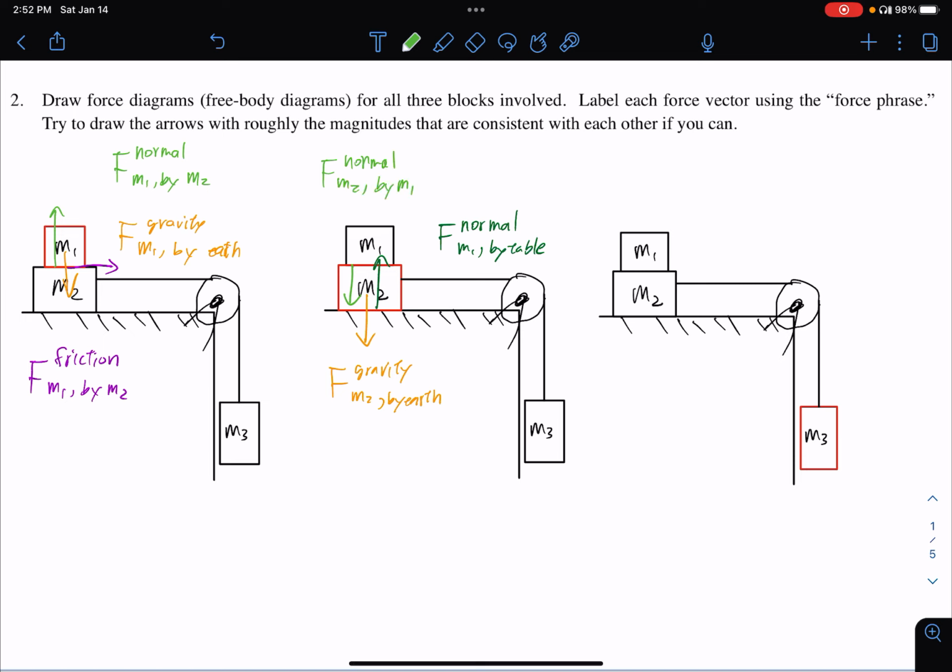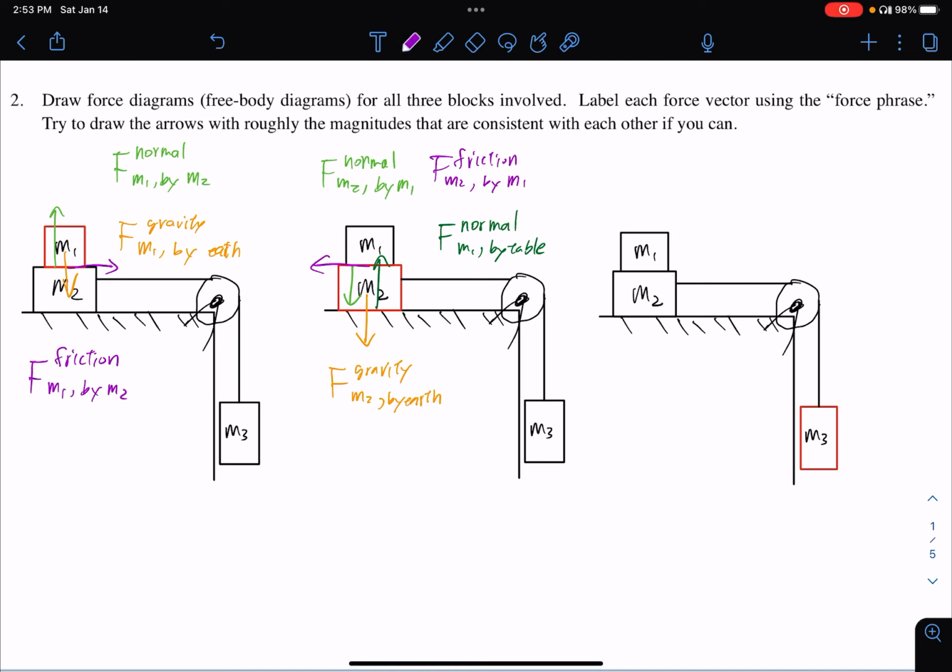Now, because there's friction between M1 and M2, M1 is going to drag M2 back when M2 is pulled by the string. The direction of this friction is then going to be pointed toward the left, which is opposite to what M1 is getting. So we will have a friction force, and this friction is acting on M2 by M1. We see they are both friction, but they are different because we are looking at the force acting on different objects. One is M1, another one is M2.